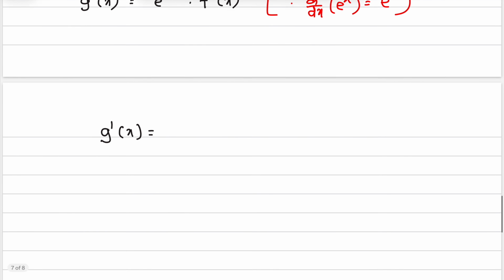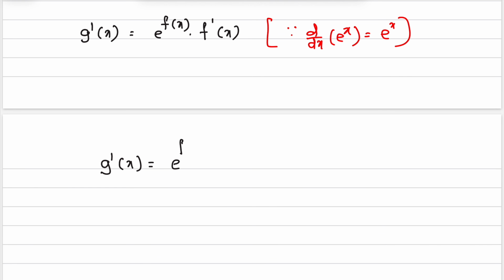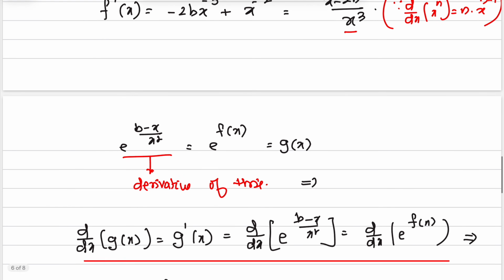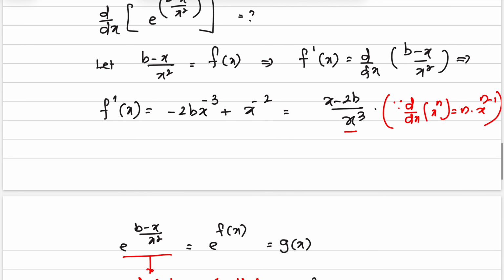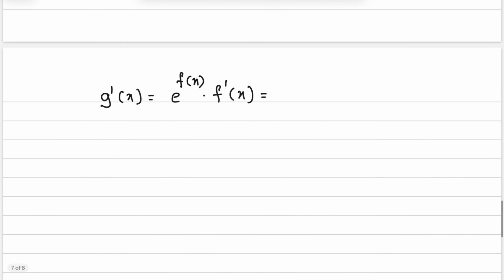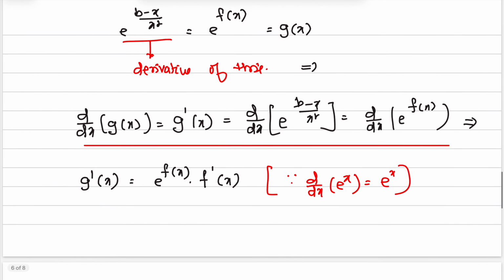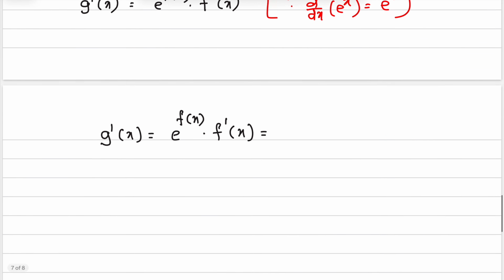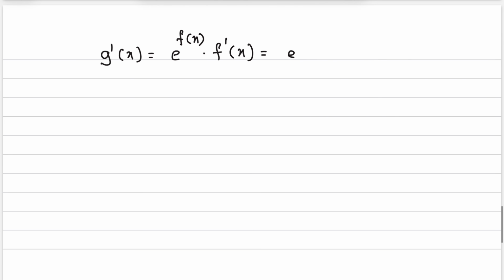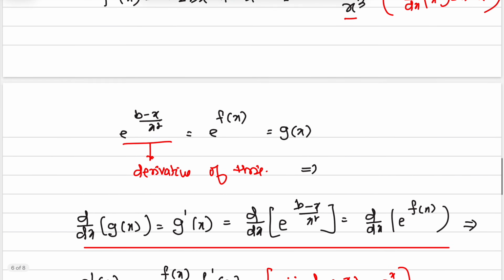Now g dash x, that is the answer which we are supposed to get, is equal to e to the power of f(x) into f dash x. You know the value of f dash x, which we have already found out, (x minus 2b) by x cube. E to the power of f(x), we already know that is g(x). E to the power of (b minus x) by x square into f dash x is nothing but (x minus 2b) by x cube.